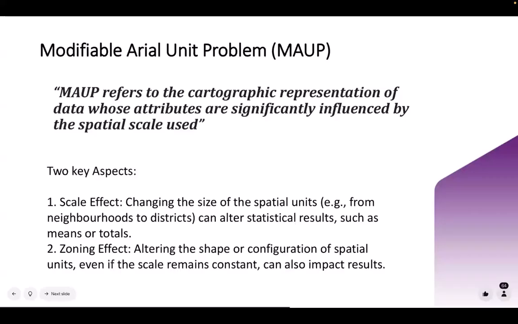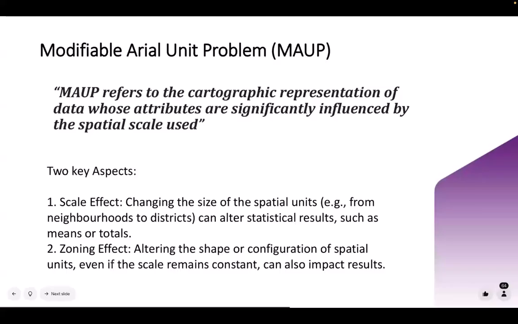And this applies to any form of data analysis, not just crime mapping: when you aggregate data in different ways, of course you're going to have different results. There are two aspects to understanding this modifiable areal unit problem, known as the scaling effect and the zoning effect. The zoning effect is also synonymous with the term aggregation effect, so if you hear me using both, please remember those are synonymous.